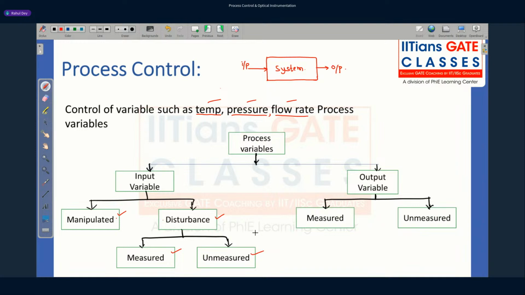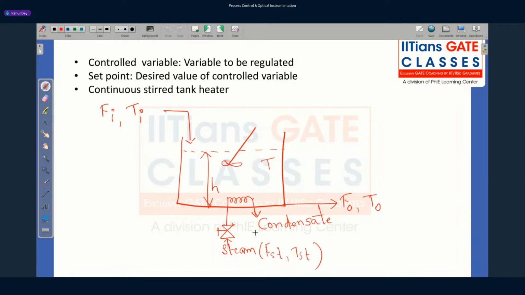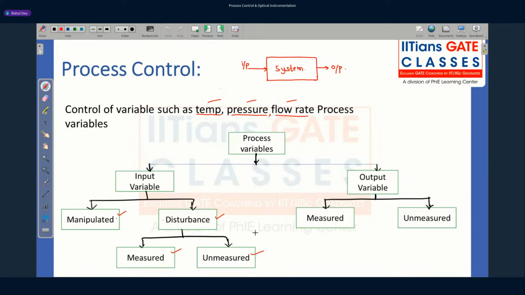Now, input variable, what do we mean by manipulated variable? See, manipulated variables are all those variables with the help of which we are controlling the system. Don't worry. We will take one example, and at that time, I will explain what is a manipulated variable and what is a disturbance. First, just understand the textbook definition of manipulated variable. Manipulated variables are all those variables with the help of which we control the system so that we get a desired output. Okay, so that is your manipulated variable.